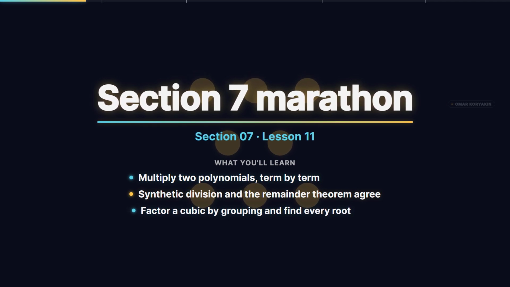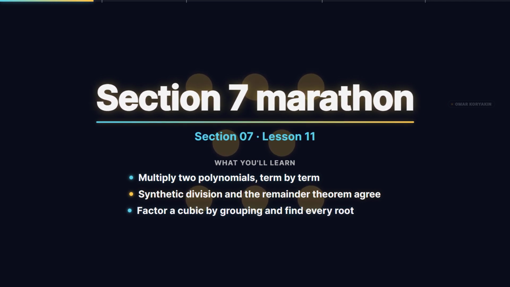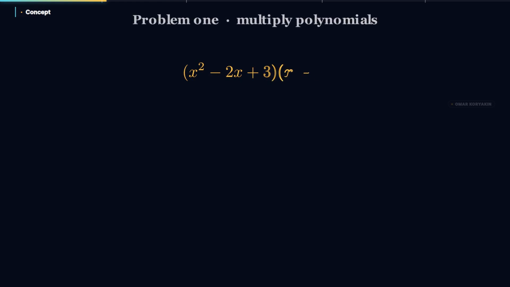The third problem ties everything together. Factor a cubic by grouping the terms in pairs, then finish with a difference of squares. 3 roots fall out cleanly, and we plot them on the curve so you can see exactly where the cubic crosses the x-axis. Problem 1.